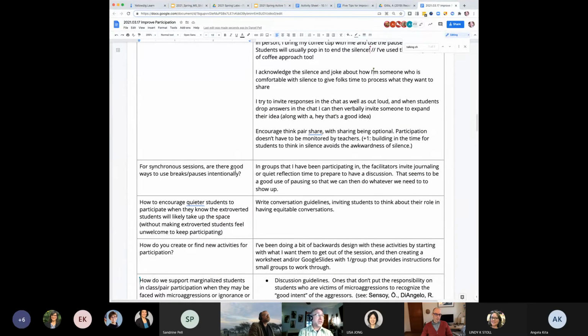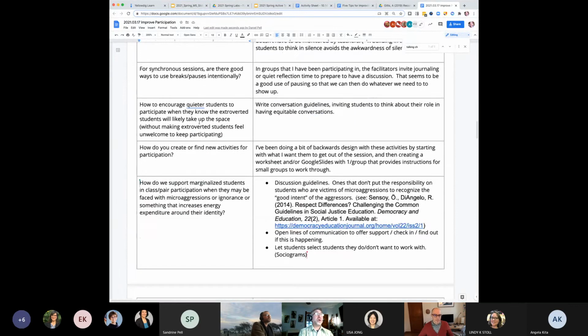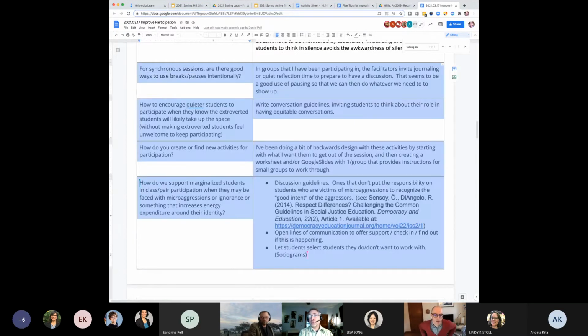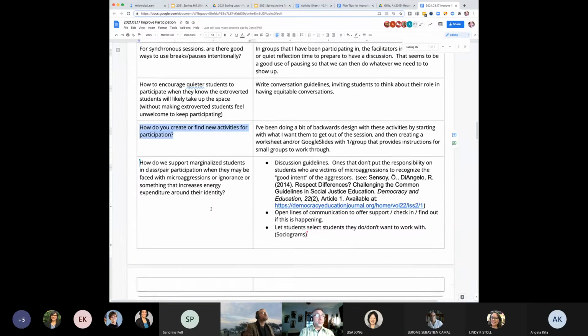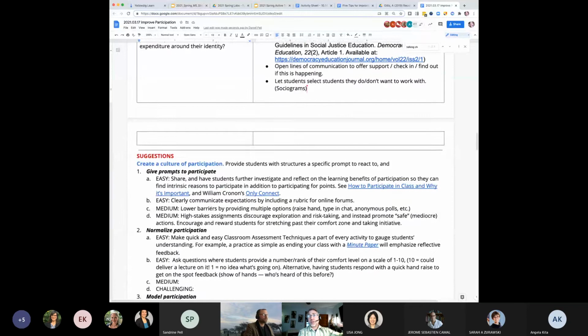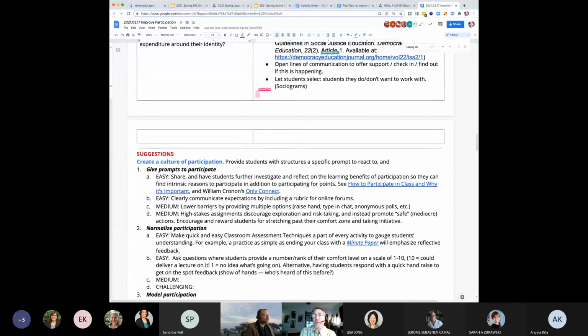It's 1:59 right now, and you can see that there's no way that we're going to get through the rest of these things. But I do encourage you to take a look at the right-hand column here. And also think about things like, how do you create or find new activities for participation? We have a bunch of resources down below that I would encourage you to take a look at as well. Dan, go ahead.